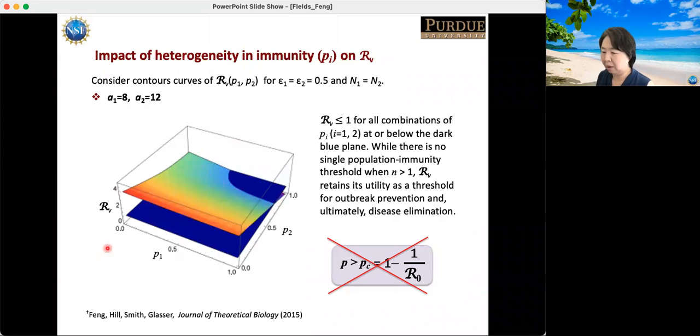But if you consider heterogeneity here, with the two subgroups, P1 and P2 represent the proportion of each group immunized or vaccinated. Let's just assume the efficacy is 100%, so vaccinated means immunized. So you have P1, P2, and then RV, the reproduction number with the vaccination. If RV is less than 1, below the blue plane, then you have control of the disease, right? The curve here, the intersection of the plane and the surface, will give you the threshold combinations of P1 and P2 such that RV will be less than 1. So you can see there are many combinations of P1, P2, so you cannot have just a unique PC.